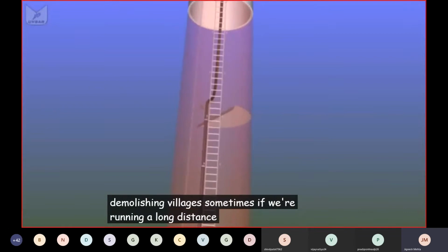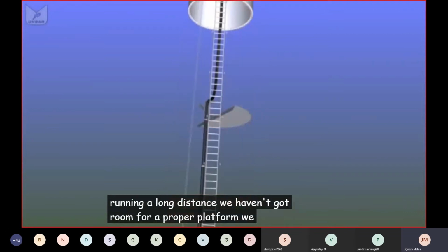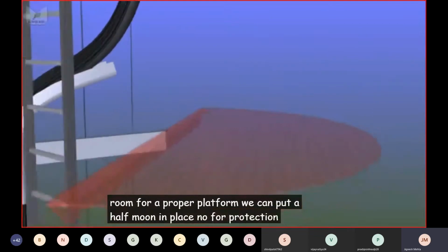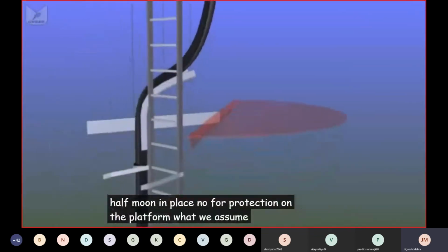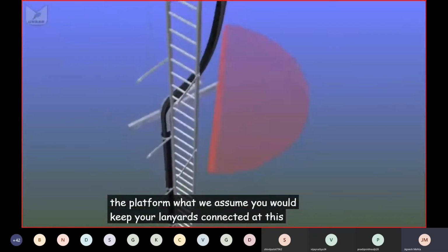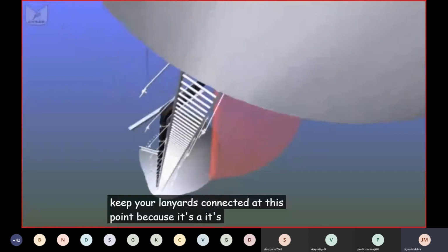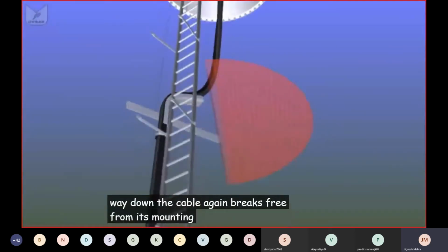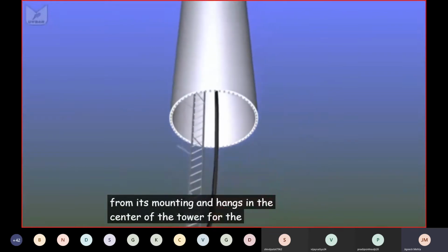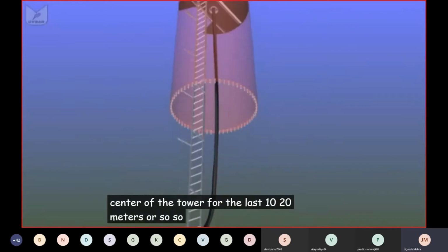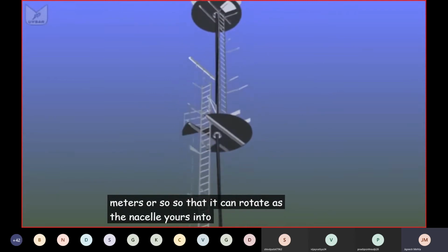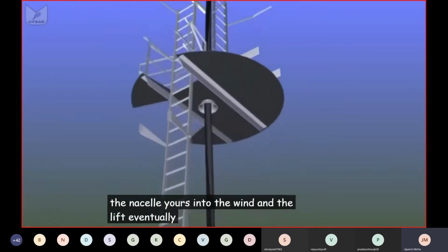Sometimes, if we're running a long distance and we haven't got room for a proper platform, we can put a half moon in place. No fall protection on the platform, but we assume you would keep your lanyards connected at this point because it's quite a long way down. The cable again breaks free from its mounting and hangs in the centre of the tower for the last 10-20 metres or so so that it can rotate as the nacelle yaws into the wind, and the lift eventually runs out of space.